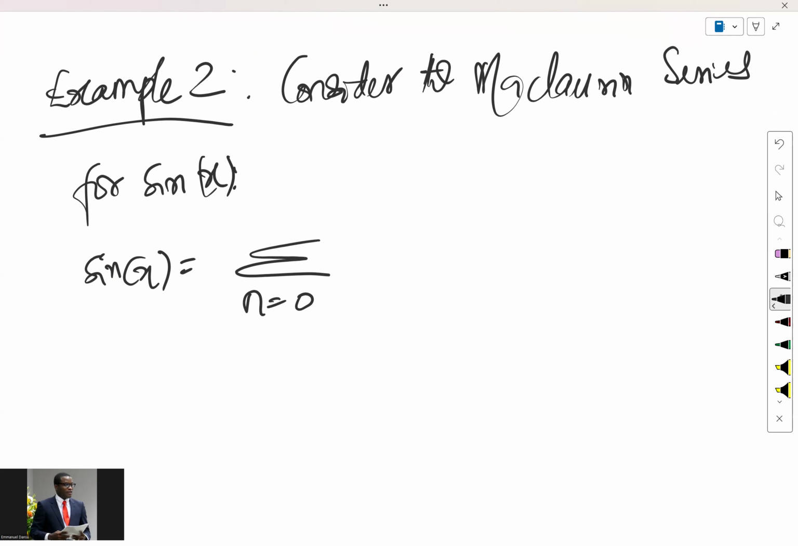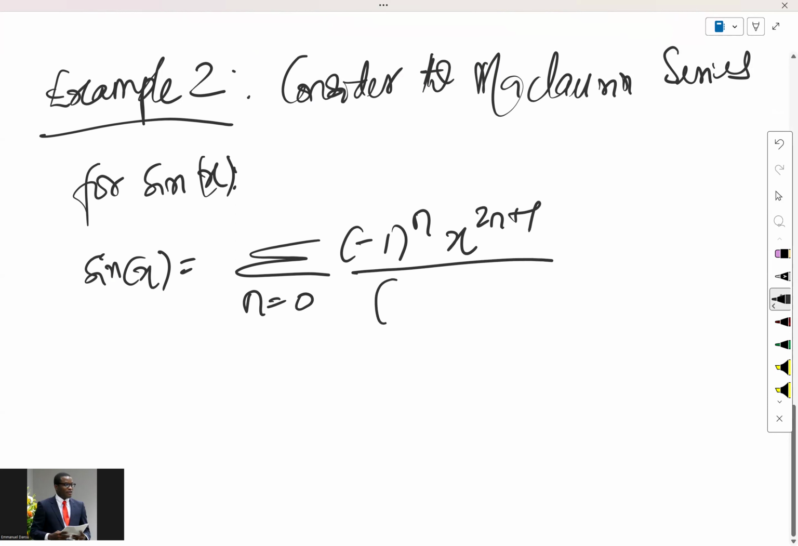But the formula is this because it's an alternating series, so we have minus 1 raised to power n. This minus 1 raised to power n is what makes it alternating. When n is even, you have positive. When n is odd, you have it negative. And then this is x raised to power 2n plus 1 all over 2n plus 1 factorial. So this is a generalized formula for that.